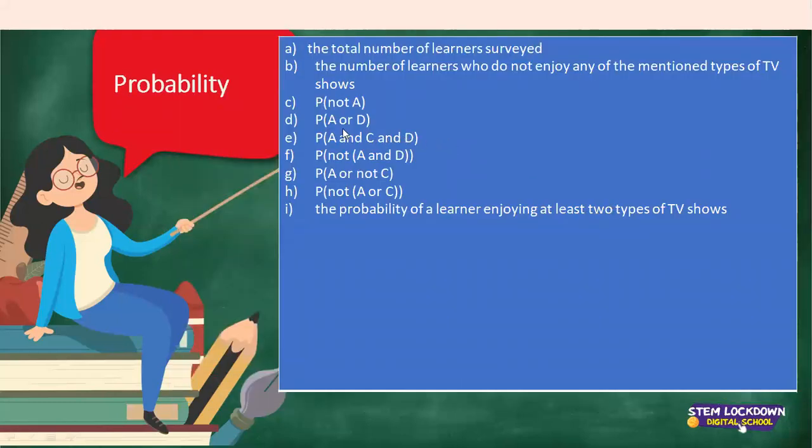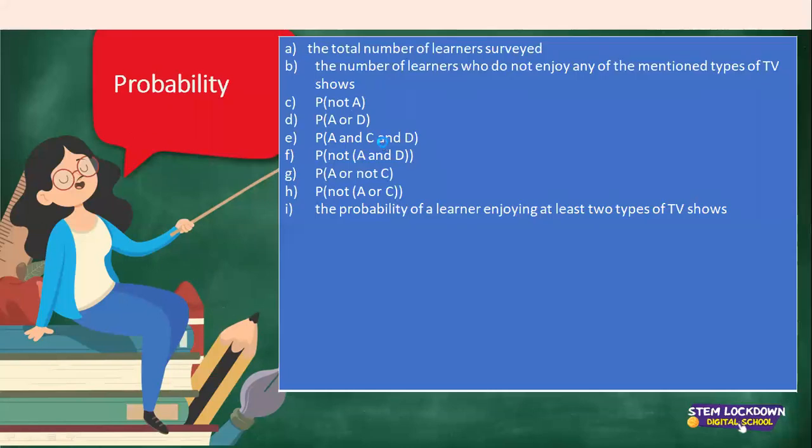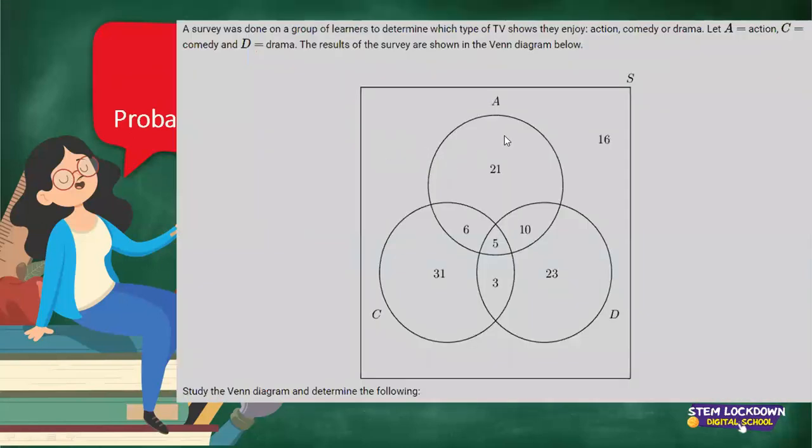The next one. What is the probability of not A? P means probability. So how do you find the probability of not A? What does that mean? To find the probability of not A, what do we do?